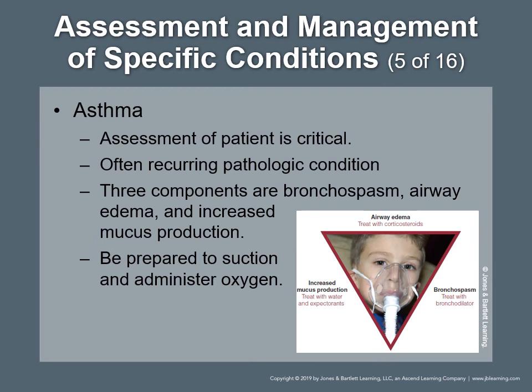Asthma. Many lung problems are incorrectly labeled as asthma. Your assessment of the patient is critical. It is often a recurring pathologic condition. Confirm whether the patient is able to breathe normally at other times. If possible, ask family members to describe the patient's asthma. The three components of asthma are bronchospasm, airway edema, and increased mucus production.